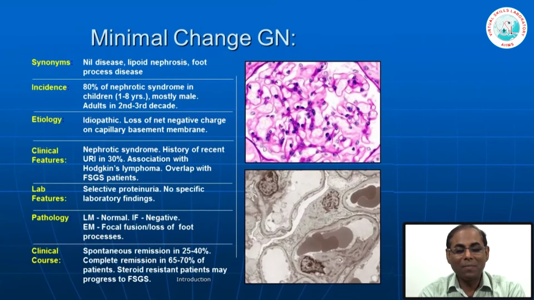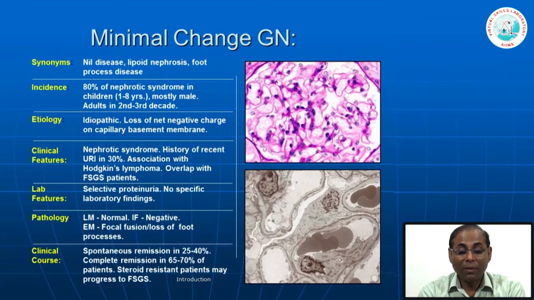The synonyms are Nil disease, lipoid nephrosis or foot process disease. Obviously foot process disease, incidence is 80% of the nephrotic syndrome in children 1 to 8 years, mostly in males, and in adults it is usually the second and third decade, incidence is much lower. Etiology, it is idiopathic. There is some abnormality in the podocyte, the charges and the capillary basement membrane charges.